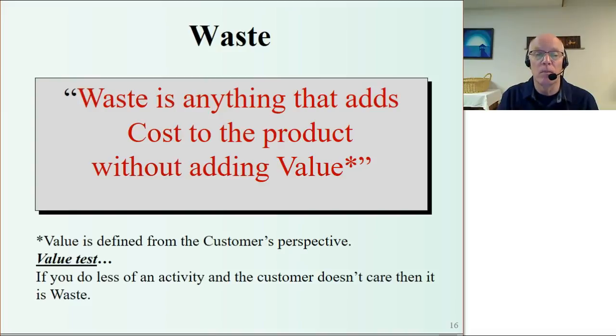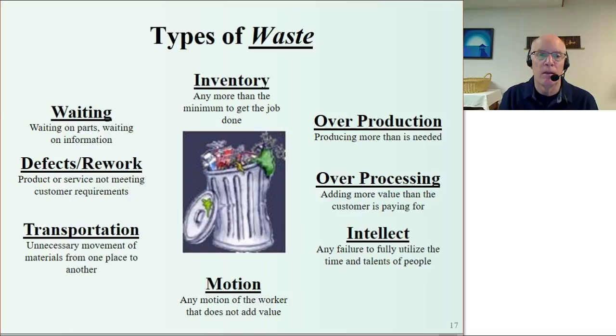So again, waste is something that adds cost but doesn't add value. If you do something and the customer doesn't care, then you have to ask yourself, why am I doing it? So there are a lot of different kinds of waste out there. Waiting, inventory, transportation, motion, overproduction. So inventory is obvious. I have too much inventory. Overproduction: I've got more product coming out of the facility than I need.